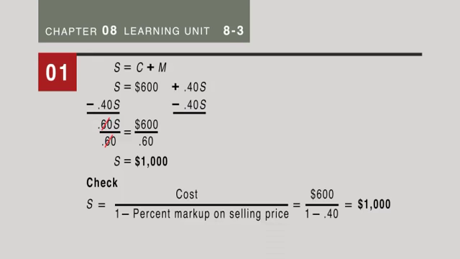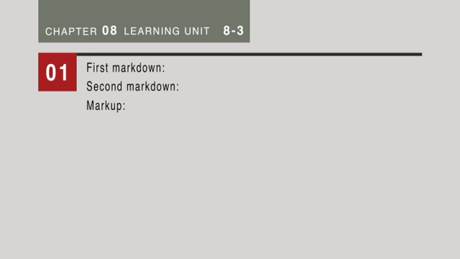But then we have a 10% markdown. With the 10% markdown, we're actually saving 10%, but we're paying 90%. So we take 0.90 times 1,000, which equals $900. Then we have a second markdown of 5%. So again, we're saving that 5 cents on a dollar, but we're paying 95 cents on the dollar.